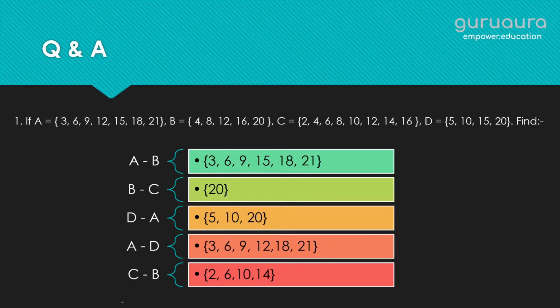Now, let's check C minus B. C minus B means all those elements which belong only to set C but not to B. So here it will be 2, 6, 10 and 14. So these are the elements which belong only to C. Hence C minus B will contain 2, 6, 10 and 14. Hope you have got the right answers. Now let's move to the next question.